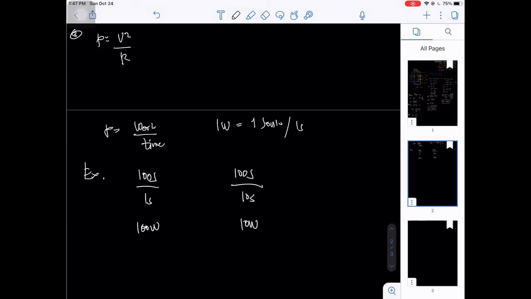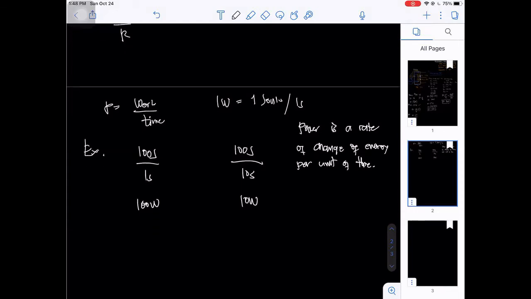So power, therefore, is a rate of change of energy per unit of time. Okay?